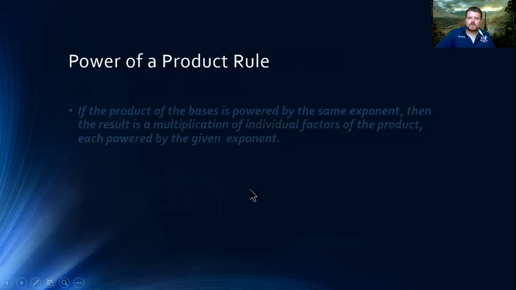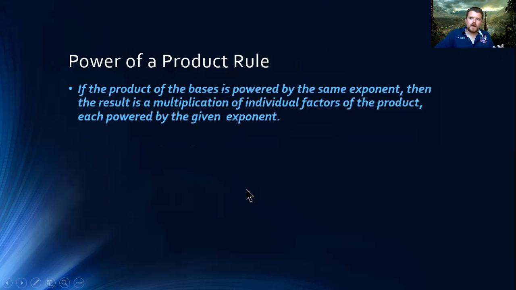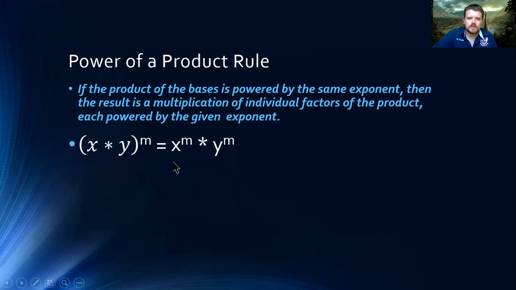Your last 2 rules are a combination of both your product and power rules, or your quotient and power rules. Here, power of a product. The product of the bases is powered by the same exponent, and the result is a multiplication of individual factors of the product, each powered by the given exponent. What does that mean in English? If I have a product inside, basically what I can do is I can take that exponent and I can distribute it to each thing inside the parentheses. And that's not usually how distribution works, but that's essentially what this translates to.